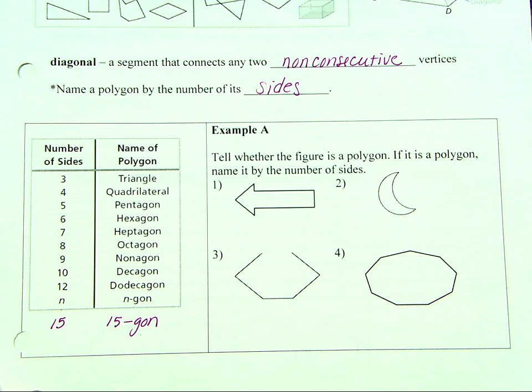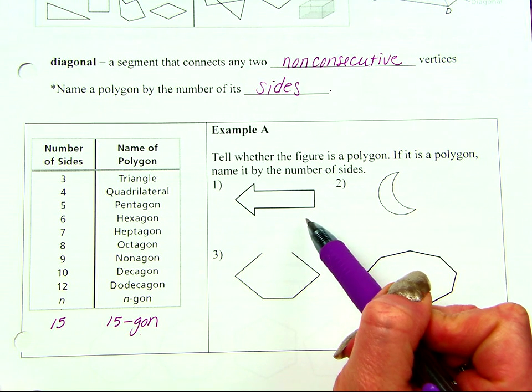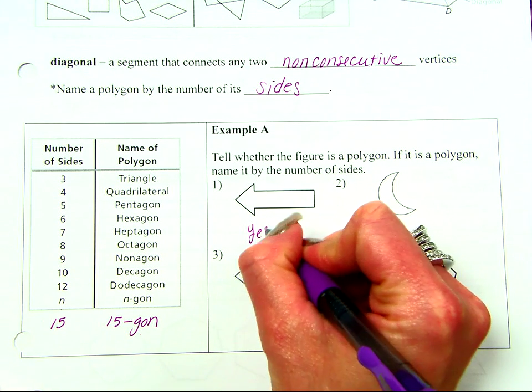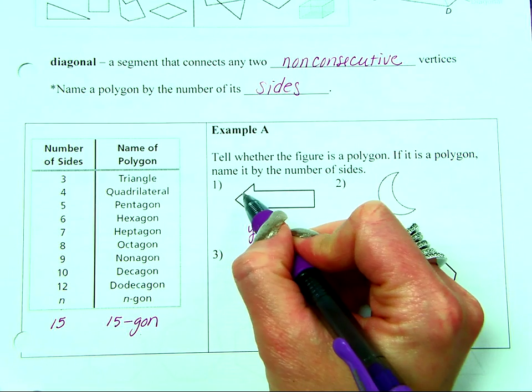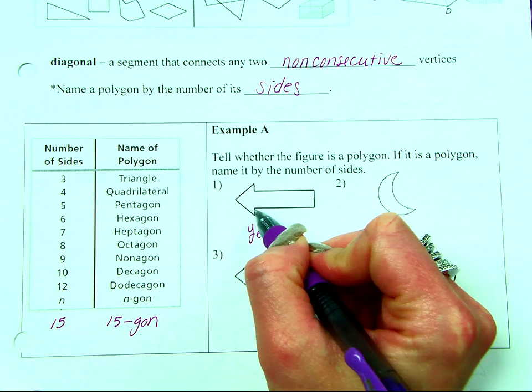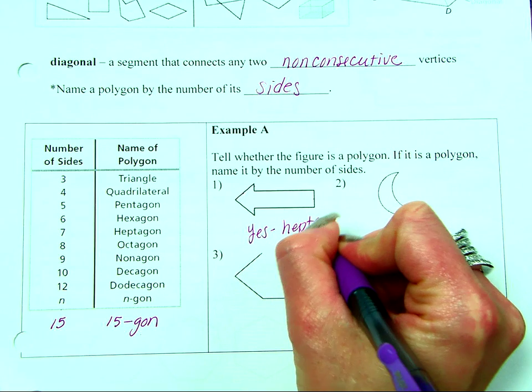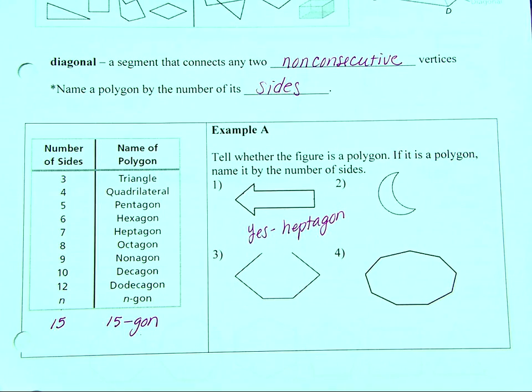So in example A, they just ask us to decide if we have a polygon. If our answer is yes, they want to know what you would name it. Question number 1, can I consider this figure a polygon? Yes, it is a closed plane figure. It would work as a polygon. If I count up the number of sides, I find there's 7 sides, and so this would be named a heptagon.